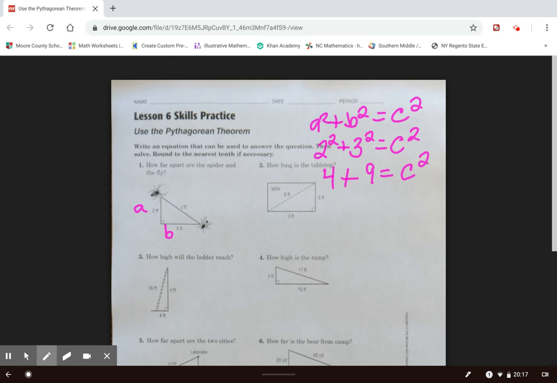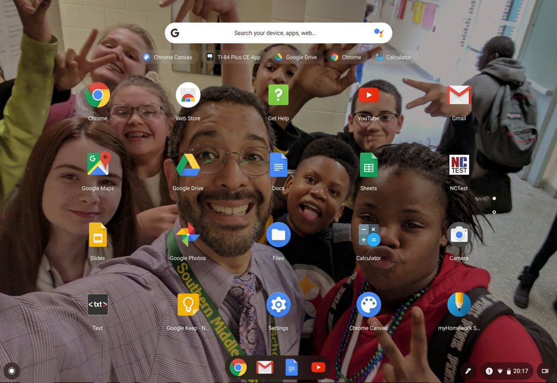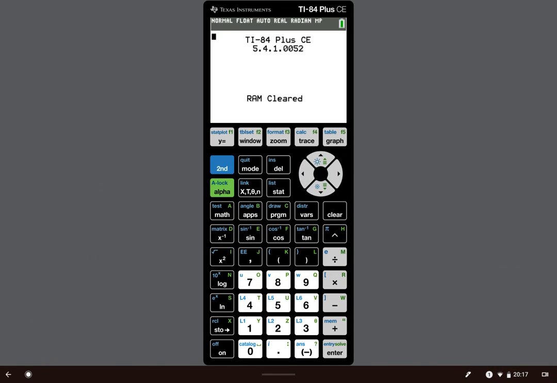Then I add these two together. So 4 and 9 is 13, and that equals c squared. Now I'm going to find the square root of both sides. All right, so this is my inverse operation. So those cancel out. So c is going to equal, and let me come over here to my calculator, the square root of 13, which is 3.6.